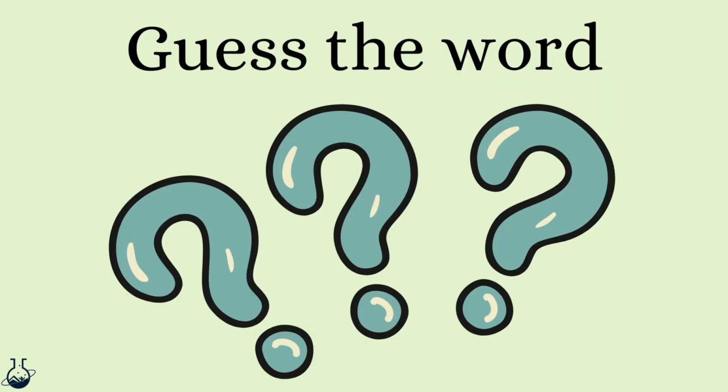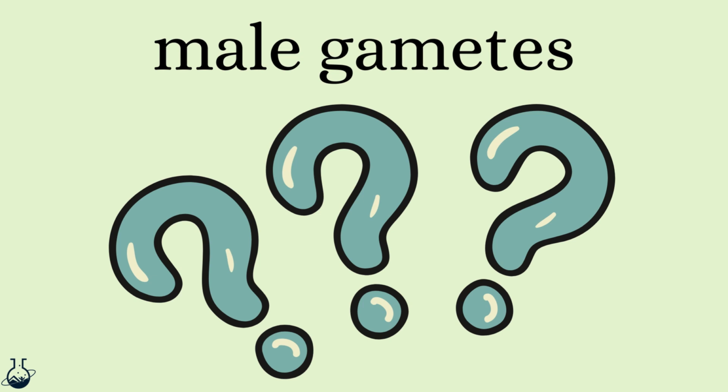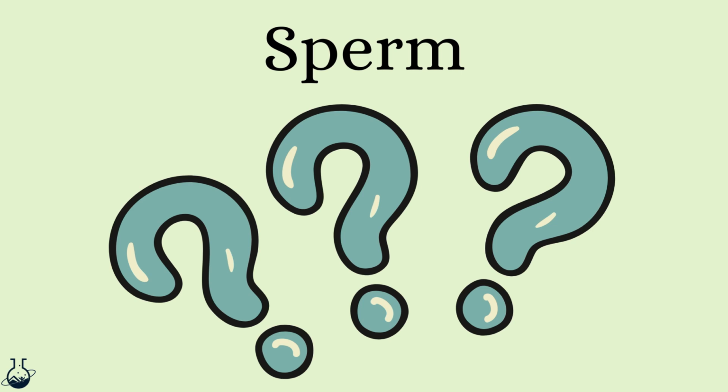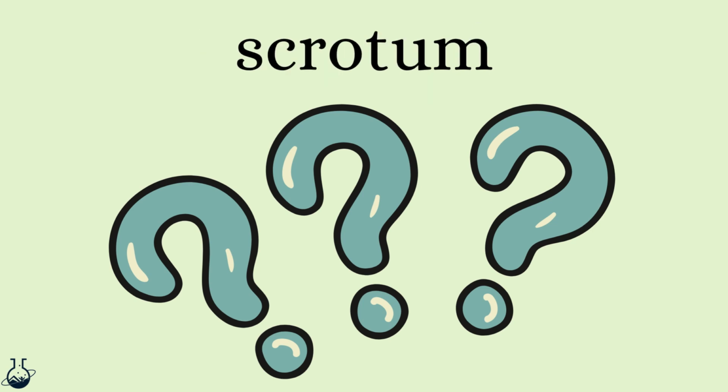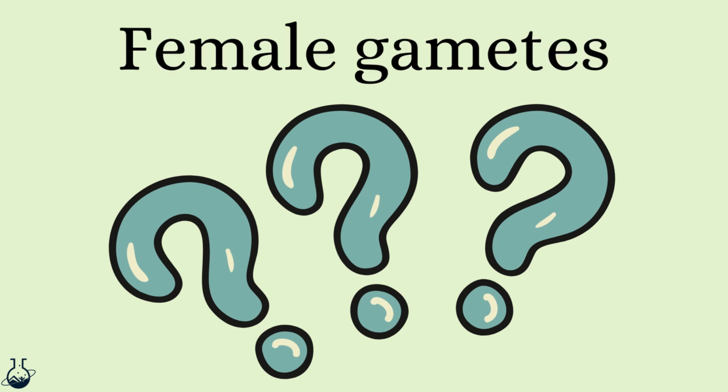Now, there are many words and structures, so let's take a quick look to see how confident we are with what they mean. I'm going to provide a description and see if you can think of the correct word as fast as you can. Here we go. Male gametes. Sperm. A bag of skin. That's the scrotum.